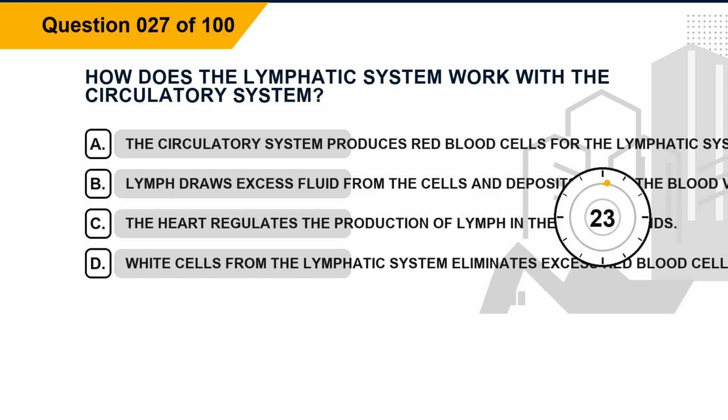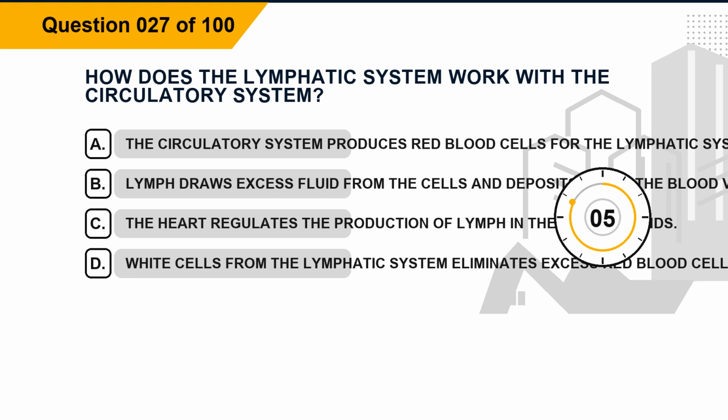Question 27. How does the lymphatic system work with the circulatory system? Option A. The circulatory system produces red blood cells for the lymphatic system. Option B. Lymph draws excess fluid from the cells and deposits it into the blood vessels. Option C. The heart regulates the production of lymph in the lymph glands.